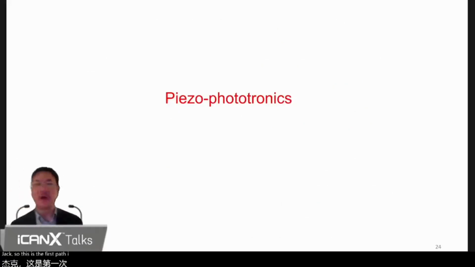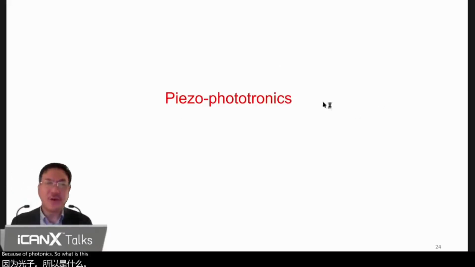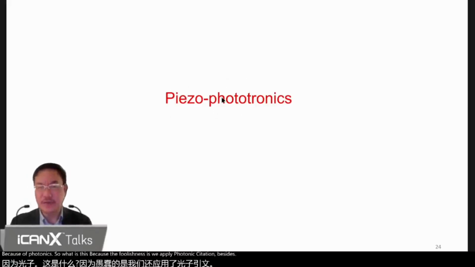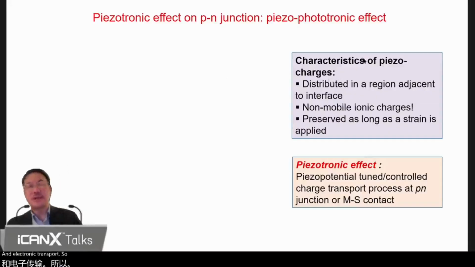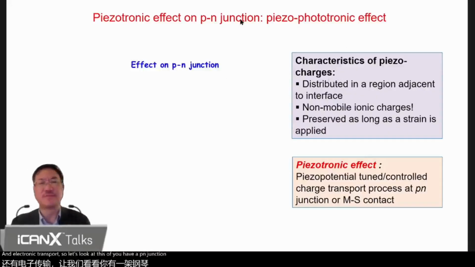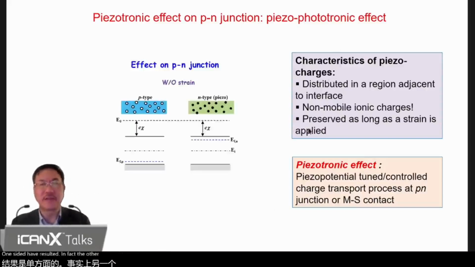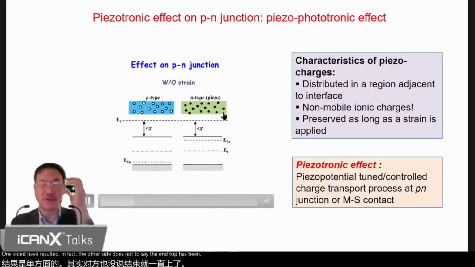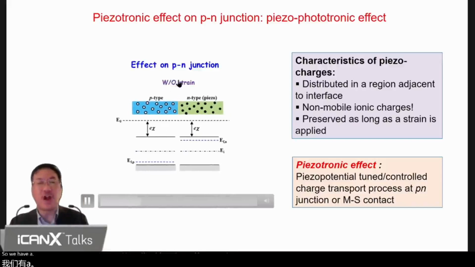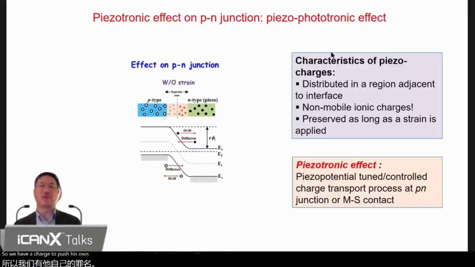I talked about piezotronics. Now it's piezo-phototronics. So what is this? Piezo-phototronics is where we apply photonic excitation besides piezoelectric and electronic transport. So let's look at this. If you have a p-n junction, one side has the piezoelectric effect, the other side does not. Let's say the n-type has the piezoelectric effect. So you have a charge depletion zone.